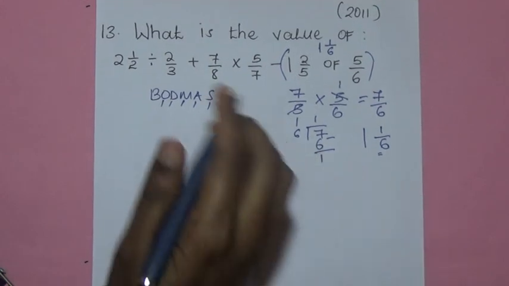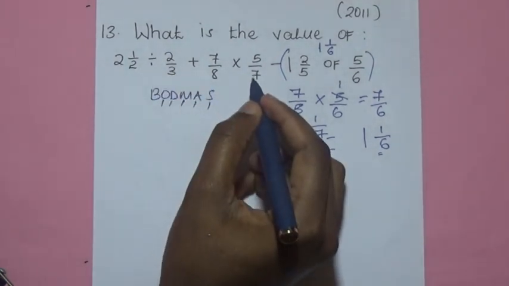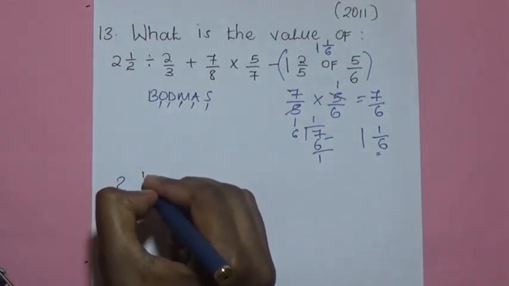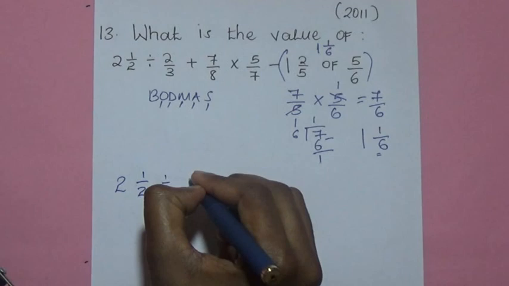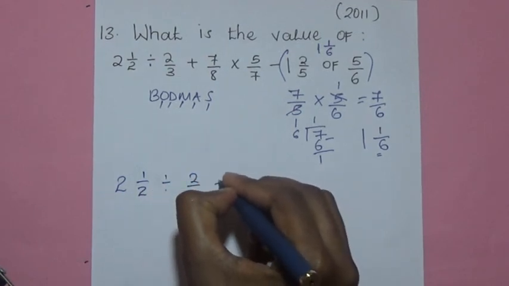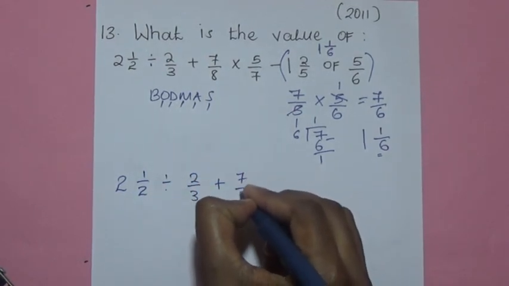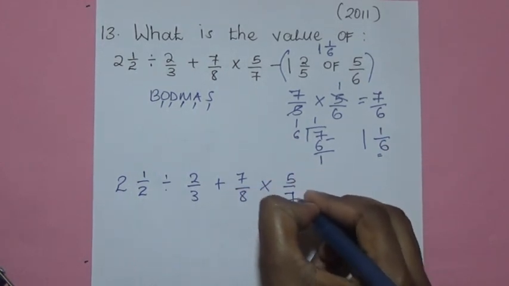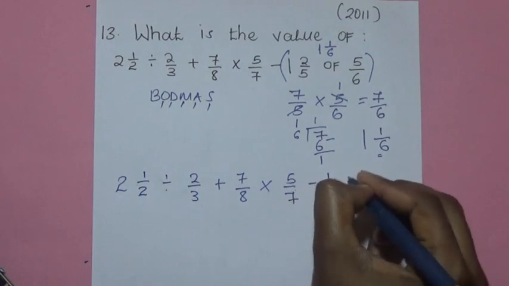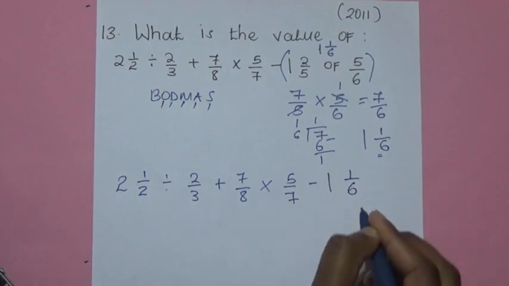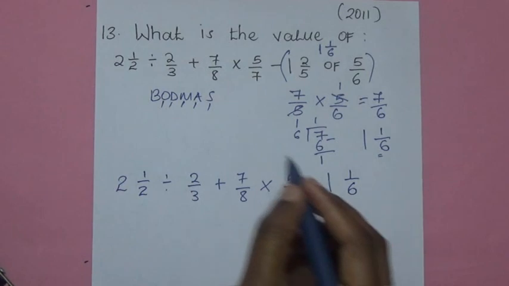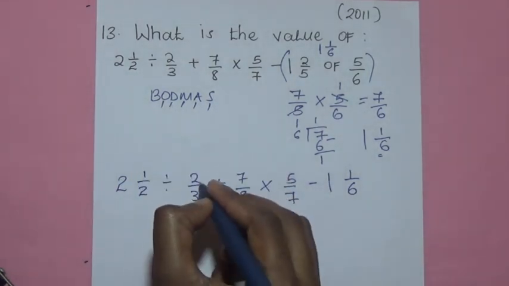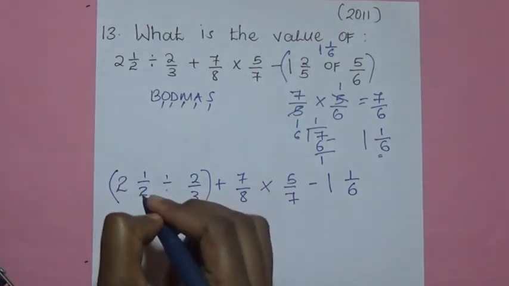Now, we write down what we are left with. We will have 2.5 divided by 2 over 3 plus 7 over 8 multiplied by 5 over 7 minus 1 and 1 over 6. We are done with of. The second one is division. So this will be our second step.